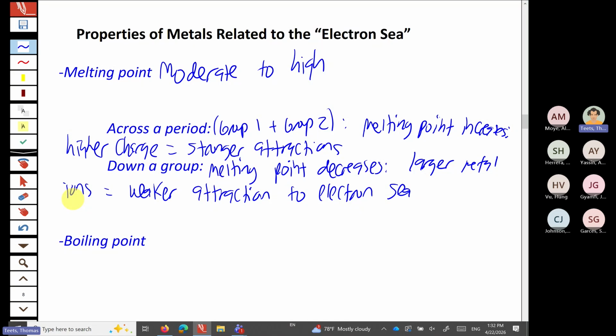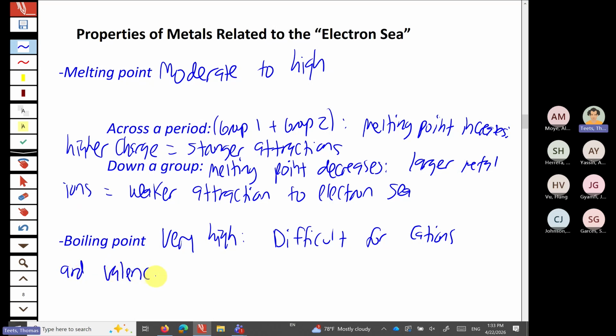So it requires some energy to do that, but you're not totally breaking everything apart. But if you want to boil a substance, as we talked about in other contexts, you have to break all of the forces that are holding the atoms or molecules together and get them to go into the gas phase. And so for metals, they have very high boiling points. It's not particularly easy to boil metals because it's difficult for those metal cations that are held together by the valence electrons to break away from one another. There's still a lot of forces holding them together in the liquid phase, and you have to disrupt all of those forces to be able to atomize or boil a substance.